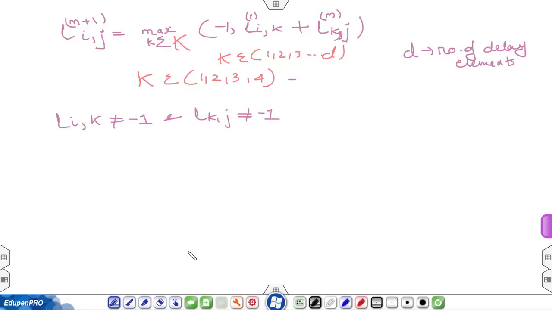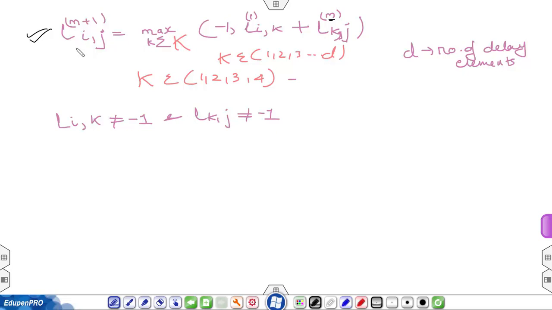To calculate the elements of L2, L3 and L4, we will use this mathematical formula. This is a kind of recursive formula because Li comma j of m plus 1 depends on Li comma k comma j of m. Earlier I said that if a function depends on its own past value, this is the element of the m plus 1 matrix, and this is the element of the mth matrix, so it can be said to be present value and past value. This kind of relation is a recursive relation.